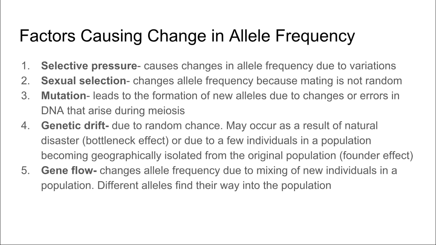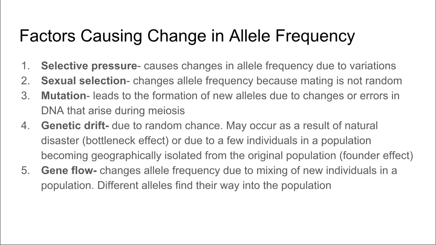There are 5 factors which can change allele frequency in a population. We can see selective pressure, so different changes in the environment selecting different alleles. There's sexual selection, and this is due to mating, causing different alleles to be favoured in the population. Mutation is where we see new alleles arising during meiosis. Genetic drift is where we see random chance.